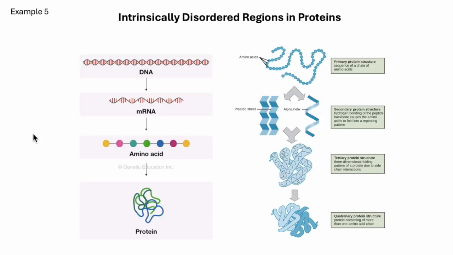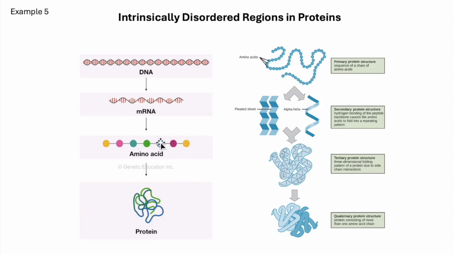And lastly, here's an example of biology at the molecular level. So the information in your genes is carried in DNA. That information is copied into mRNA. That mRNA is then translated into a string of amino acids, which folds into a protein.